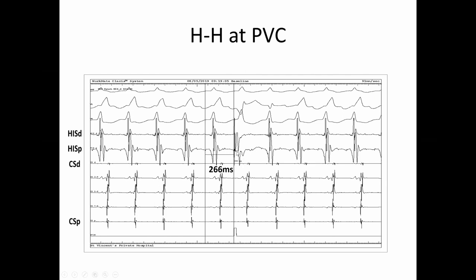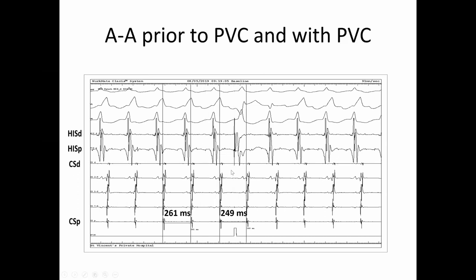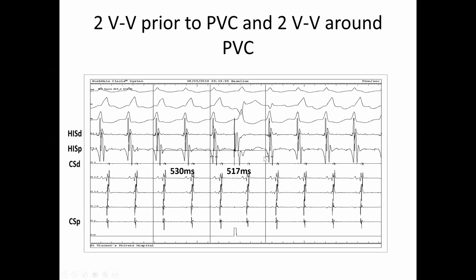We're aiming to be 20 to 50 milliseconds prior to the His deflection, because basically what you want to do is deliver this ventricular extra stimulus once the AV node is already committed. Then we're looking at what is the A2A time after the extra stimulus. So it's shorter, 249 versus the tachycardia of 261. So you've brought in the next A. So you've proved there's an accessory pathway there, which is good, but you haven't proved that it's participating in the circuit. What you need to do is also prove that you've pulled in the next V as well. So here, two V to Vs is 530, and around this extra stimulus, you pulled in the subsequent V by 13 milliseconds. So this is an accessory pathway that's participating in the circuit.